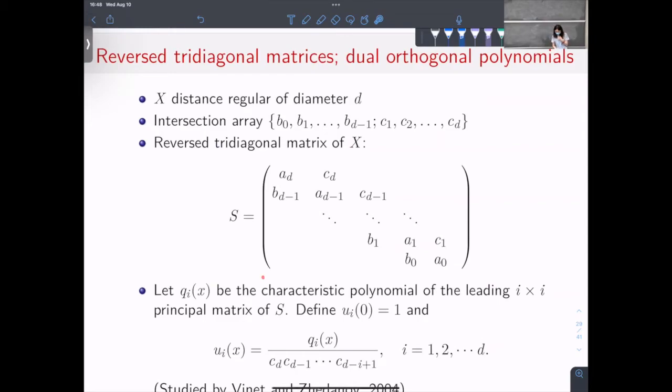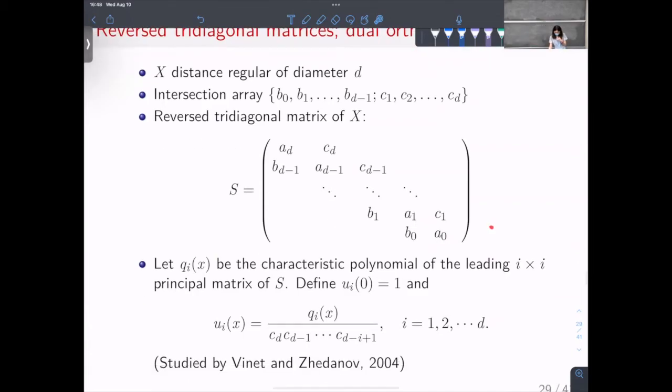But for our purposes, I will look at the reverse one. So you put the a_d on the top left corner and a_0 on the bottom right corner, because after all, we are deleting the first vertex of the path, not the last one. The tridiagonal matrix determines the three-term recurrence and is associated with the orthogonal polynomials Q_i. These are the characteristic polynomials of the leading i by i principal matrix of S.